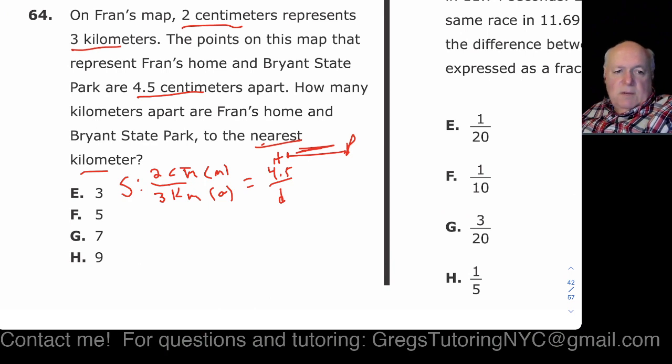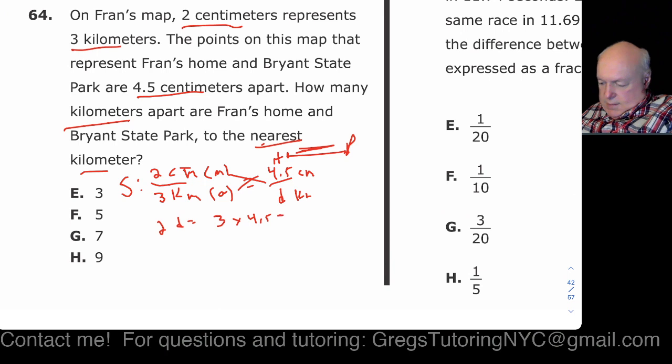And the 4.5 we know is centimeters, because we have centimeters to kilometers, and the distance here is kilometers, right? They're asking us how many kilometers apart it is. So we're set up right. All we have to do now is the cross product. Going to multiply that and then multiply that, so we get 2D is equal to 3 times 4.5.